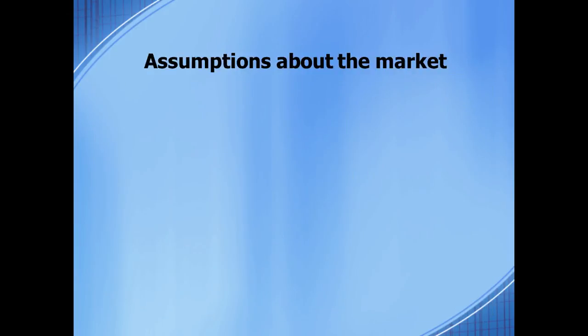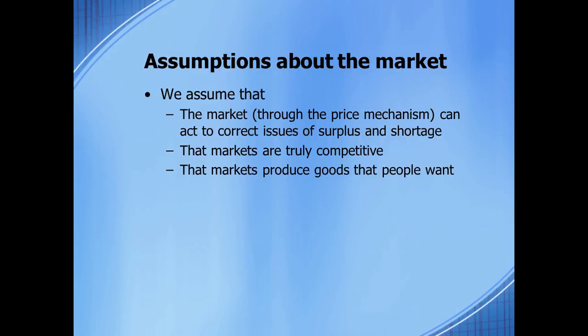If we are to make some assumptions about the market, we assume that the market, through the price mechanism, can act to correct issues of surplus and shortage. We assume that markets are truly competitive and that markets produce the goods that people want. And we spent quite a bit of time discussing this earlier on.